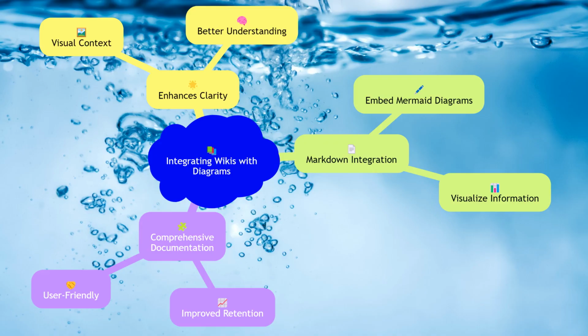Integrating wikis with diagrams enhances the clarity and comprehensiveness of your documentation. By embedding Mermaid diagrams within your Markdown wiki pages, you provide visual context to the textual information. This integration helps in better understanding and retention of information, making your documentation more effective and user-friendly.